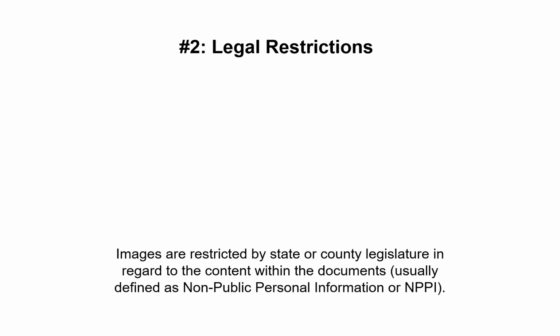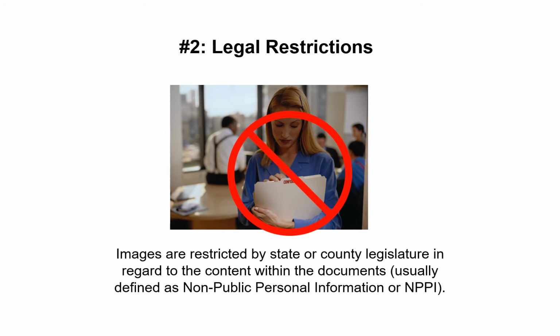Number 2. Legal restrictions. Legal restriction refers to counties in which the images are restricted by state or county legislature in regards to the content within the documents. This is usually defined as non-public personal information, or NPPI. Examples of NPPI would include documents that contain Social Security numbers or specific document types such as veteran or military discharge forms. There are laws in certain areas, such as New York, where we are not to make these types of documents available.